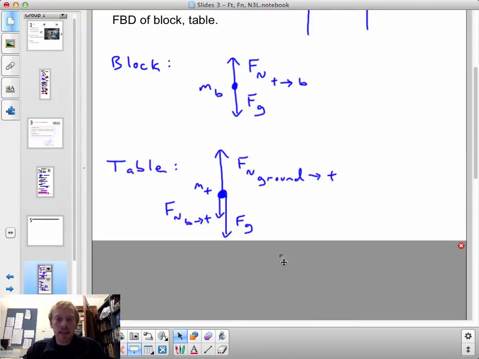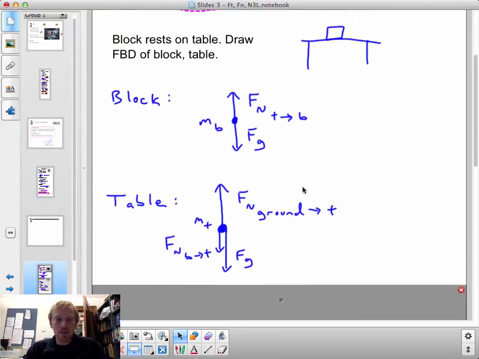Well, here's the table's free body diagram. Goodness gracious, what does that look like? There's a gravitational force on the table exerted by the Earth.